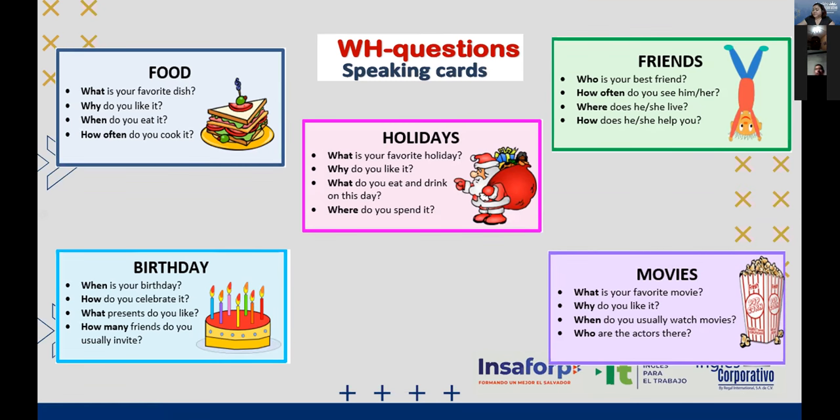Do you have it? ¿Las tienen ya? Listo, teacher. Excellent, very good. Now, what we're going to do is start with a speaking activity. And in groups, we are going to ask each other these questions, okay? For example, if I am in the group, I can ask Caroline. Hi, Caroline, let's talk about holidays. What do you think is holidays? ¿Qué creen que significa holidays? Días libres. Okay, días libres, festividades, right? Very good. So, Caroline, what is your favorite holiday?